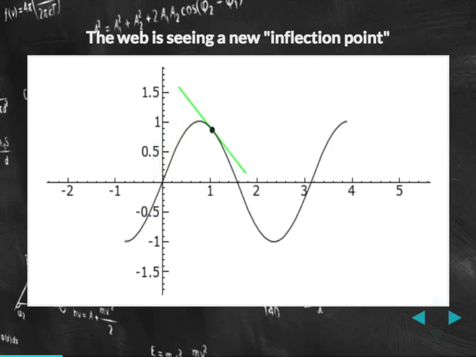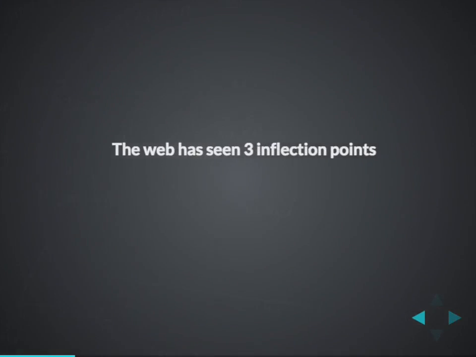And in fact, there's really only been about 3 inflection points in the history of the web. And I feel like it's very important to kind of start off by talking about these inflection points. These are the points where something happened that changed the nature of the web. And it affected every developer out there.